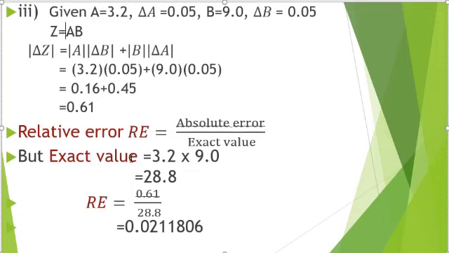And then relative error, we substitute in the formula, absolute error over the exact value. And the exact value is 3.2 times 9.0, which is giving us 28.8. Then relative error is 0.61 over 28.8, taking us to 0.0211806.